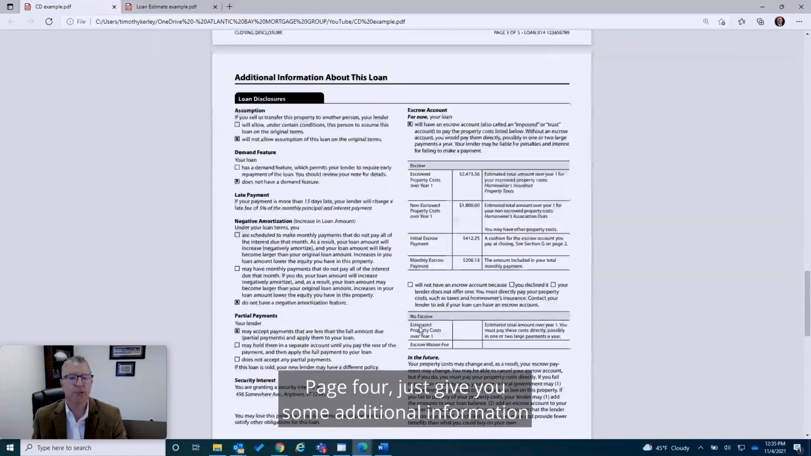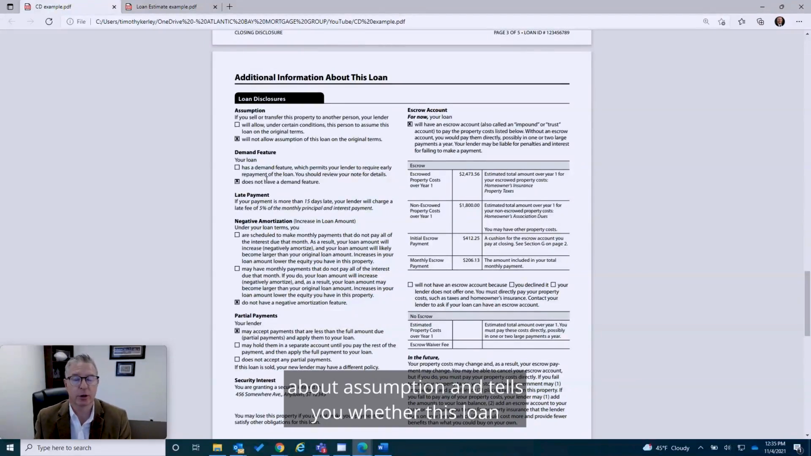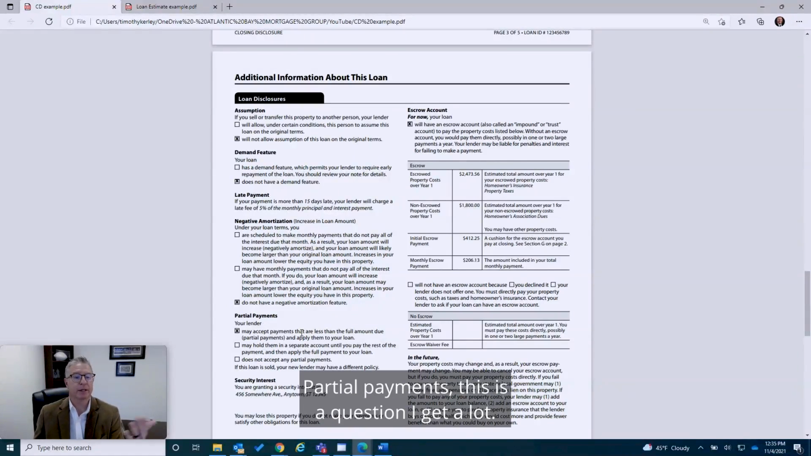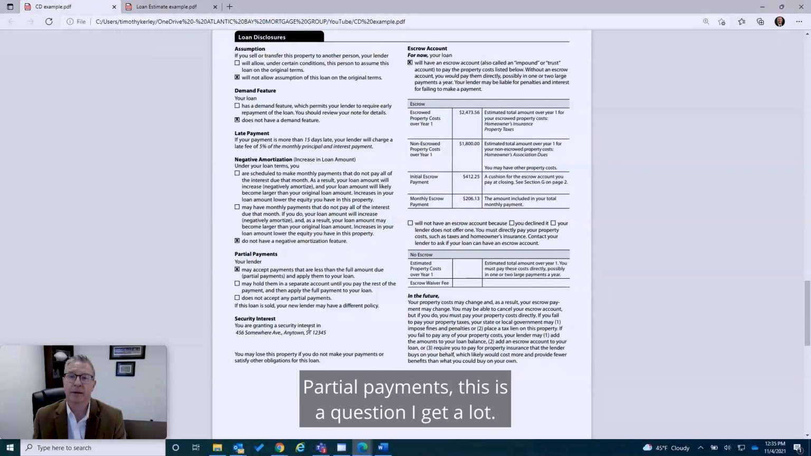Page 4 just gives you some additional information about assumption and tells you whether this loan would be assumable or not, whether it has a demand feature. Again, that would be really unusual. What happens if your payment is late? What's the late fee? Negative amortization, partial payments. This is a question I get a lot. Most lenders will not accept partial payments.